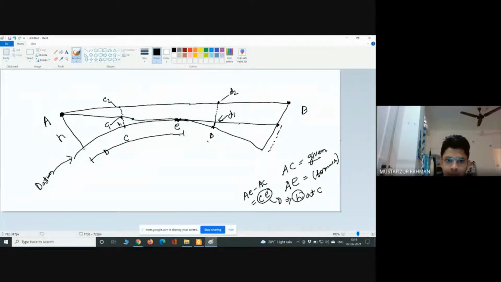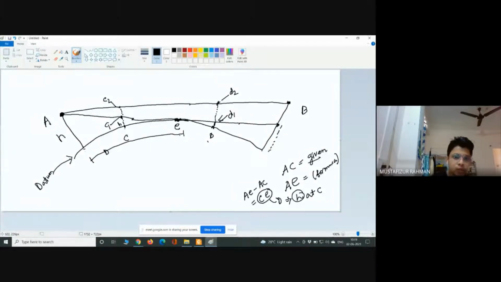Now, we need to find out, is the point B visible from point A or not? They will be visible when the ground at C is below this line of sight, or the ground at D is also below this line of sight. Or again, saying the same thing, if the line of sight is above the ground, if it is not obstructed by ground or some objects, then we can see from A point to B point.